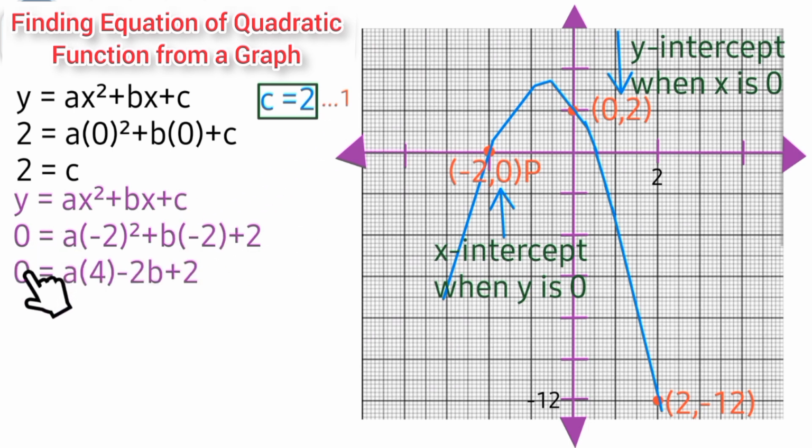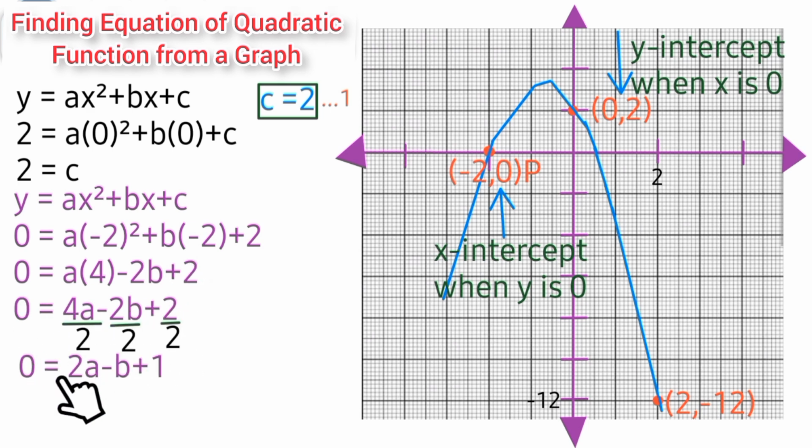So we have 0 equal to a times (-2) squared, which gives 4, minus 2 times b gives minus 2b, and then plus 2. Going forward, we have 0 equal to 4 times a gives 4a, minus 2b plus 2. Dividing through by 2, we have 0 equal to 4 divided by 2 gives 2, so here we have 2a, minus 2 divided by 2 we have 1, so we have minus b here, plus 2 divided by 2 gives 1. So we have 0 equal to 2a minus b plus 1.